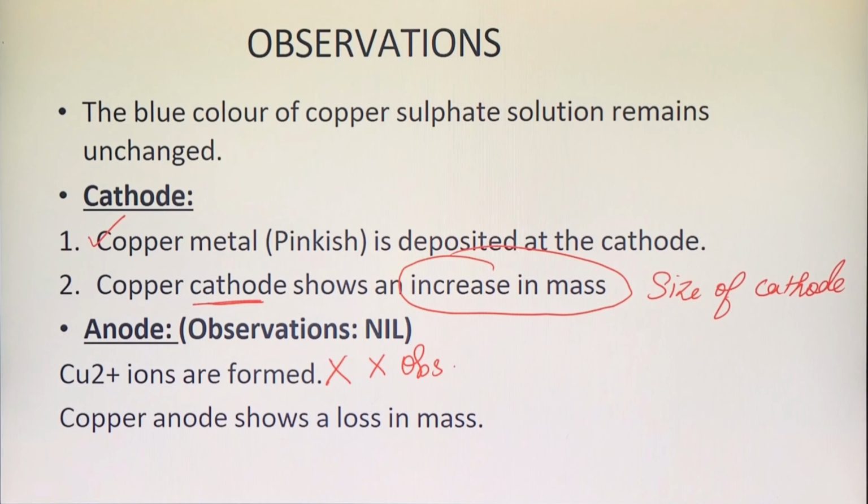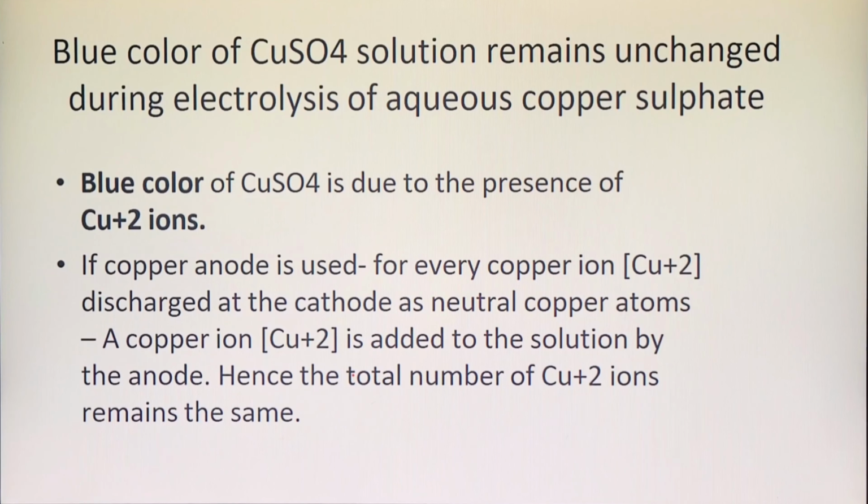Okay. So can you see here, children? Copper anode shows a loss in mass. It decreases in size. Clear? Now one last thing here, children. This is one of the most important questions. So please do not skip this video. Watch it till the very end and please keep on seeing it.